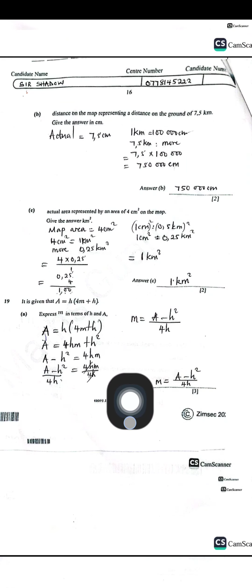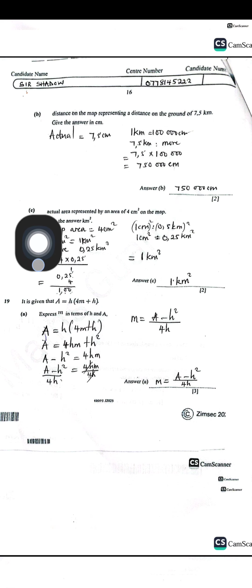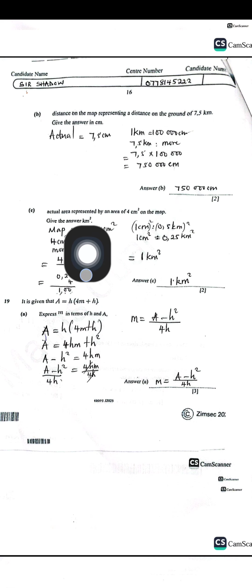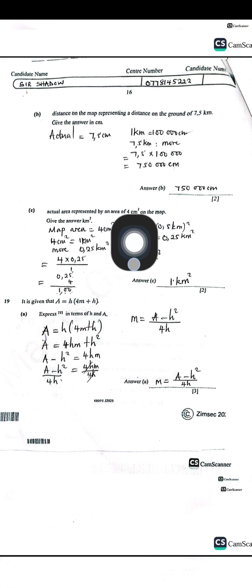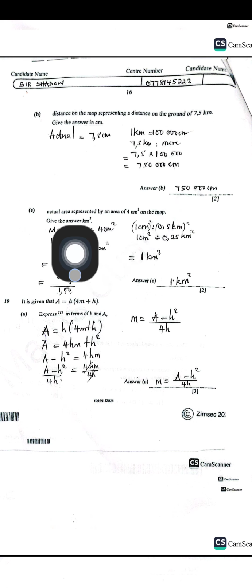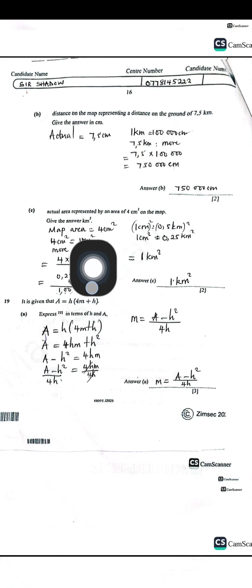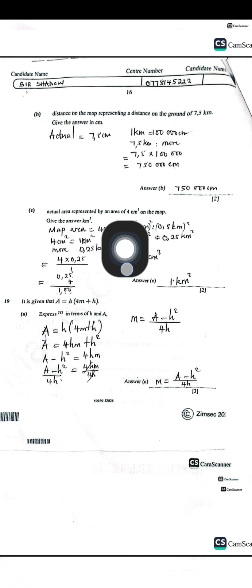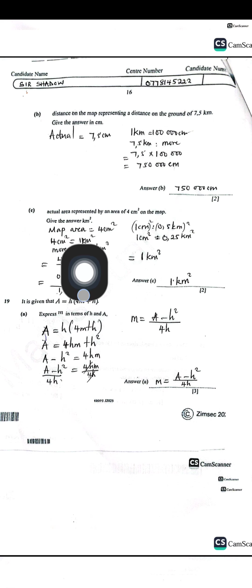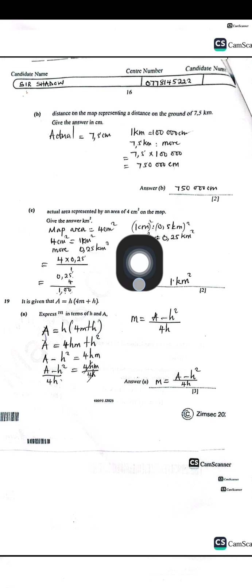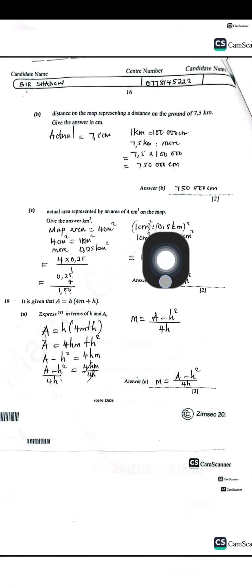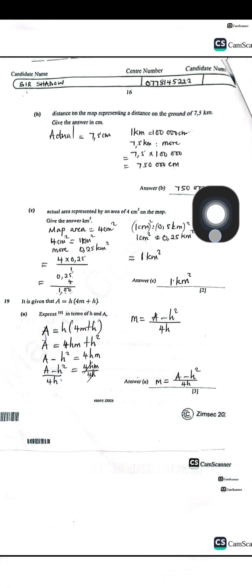Right. Let me move on to another part. Last question, part C, which is number 18C. Find the actual area represented by the area of 4 square centimeters on the map. Right. Give the answer in square kilometers. So the map area is 4 square centimeters. 1 centimeter on the map is equivalent to 0.5 kilometer on the ground.